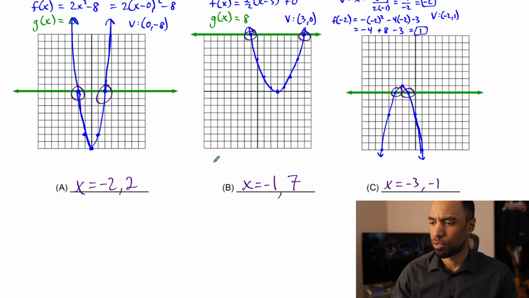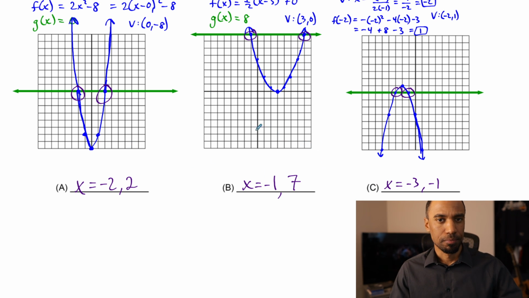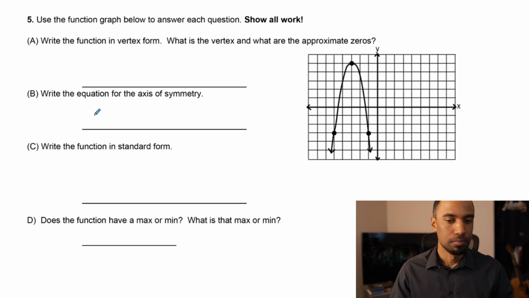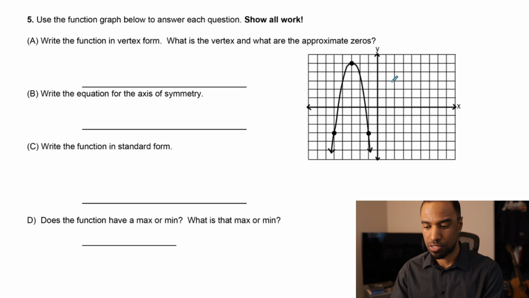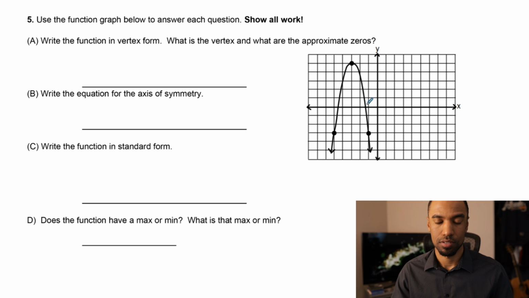All right, here we go. Solve by graphing. There it is. Let's move on. Numbers 5 and 6 are the same kinds of things. We have these graphs, and we're going to answer questions. Here we have axis of symmetry, things like that. So the graph is already there.